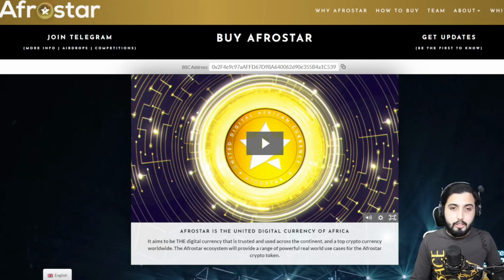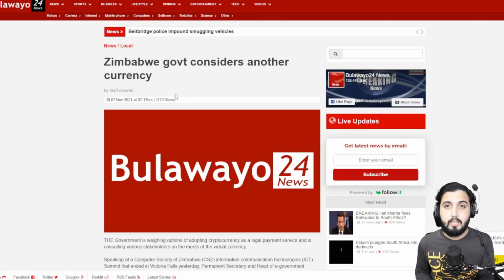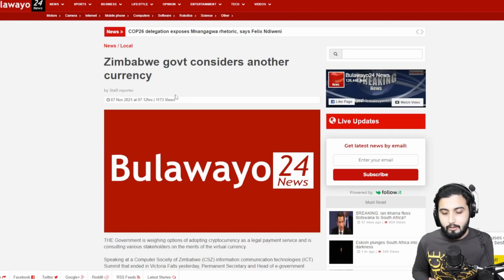a big push for this project is that the Zimbabwe government is actually considering another currency. They are thinking and talking to the stakeholders, consulting with them, about what if they adopt cryptocurrency as a legal payment service. If they do plan to do so, obviously one of the biggest cryptocurrencies will be right in the front.